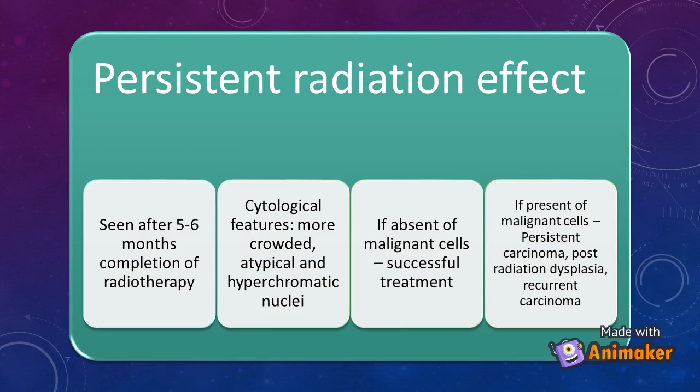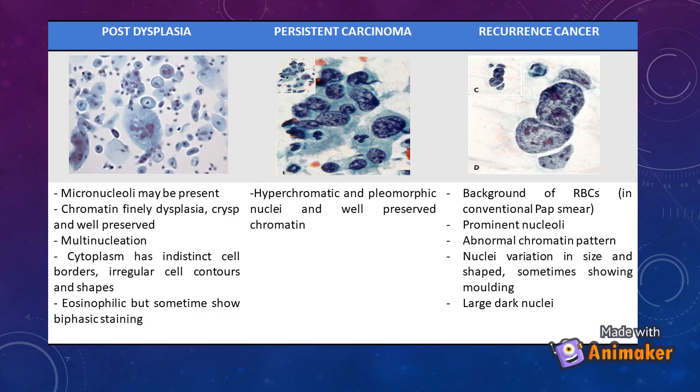The cytological features are more crowded, atypical, and hyperchromatic nuclei. For the differences of cytological features in persistent radiation effect, for post-radiation dysplasia, we can see micronuclei may be present, chromatin finely crisp and well-preserved, multinucleation, cytoplasm has indistinct cell borders, irregular cell contours and shapes, eosinophilic but sometimes showing biphasic staining. For persistent carcinoma, we can see hyperchromatic and pleomorphic nuclei and well-preserved chromatin.